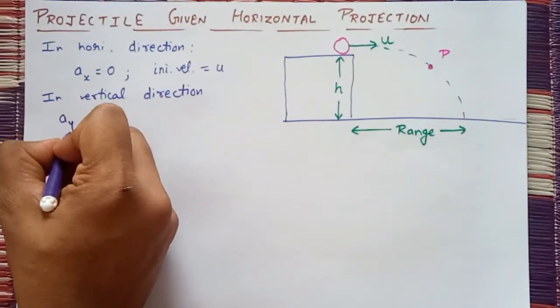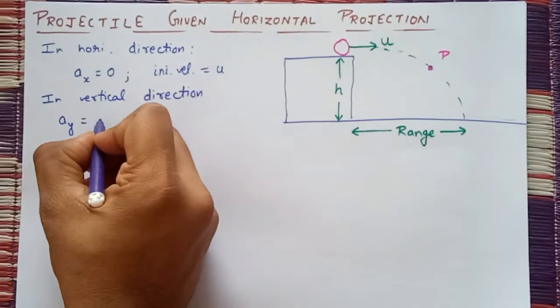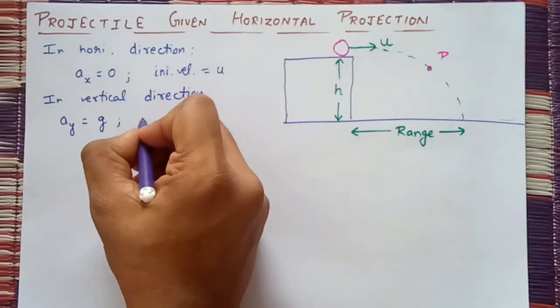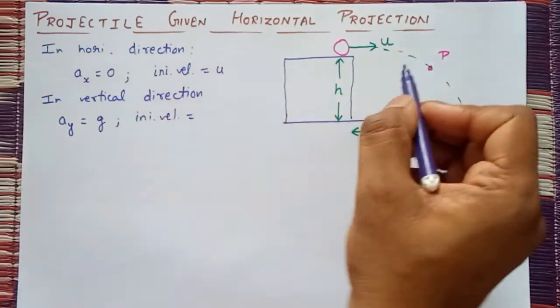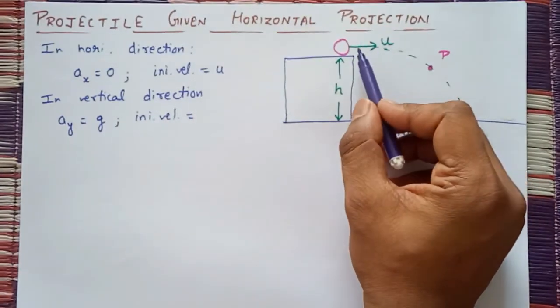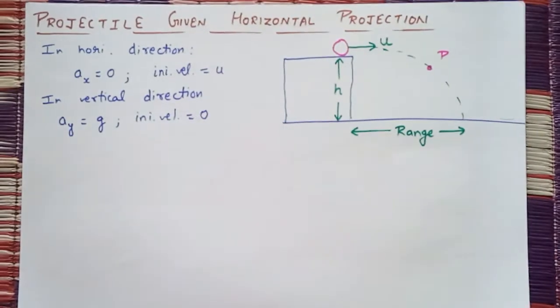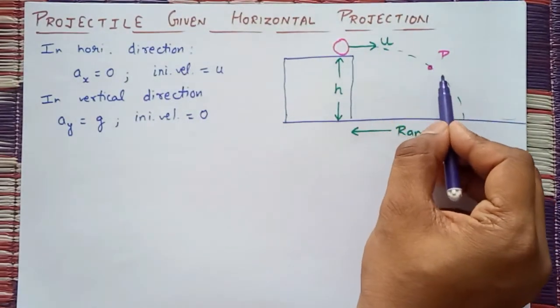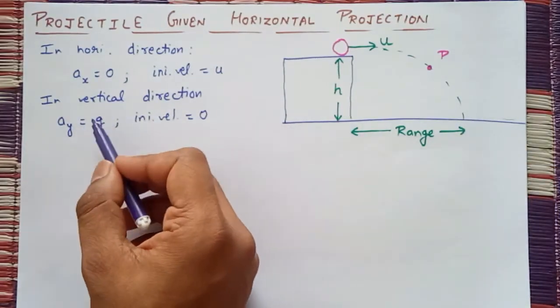what will be acceleration of the particle? Acceleration of the particle will be small g. What will be its initial velocity? We have not thrown the object vertically, we have thrown the object horizontally only, so its initial velocity will be 0. And final velocity will be changing at every point of the projectile because it is applied by some acceleration.